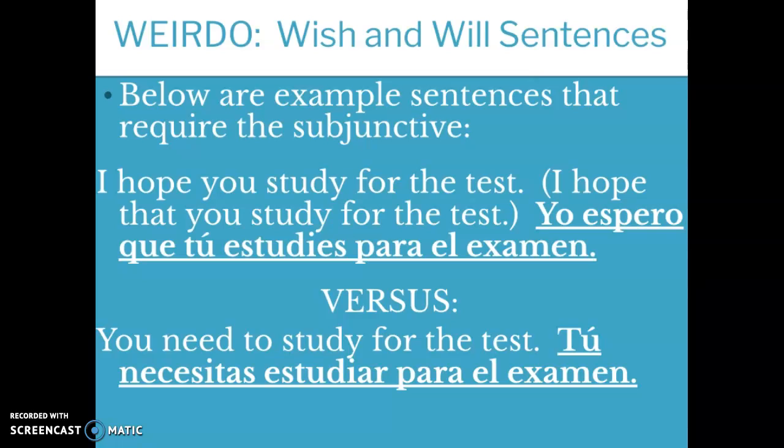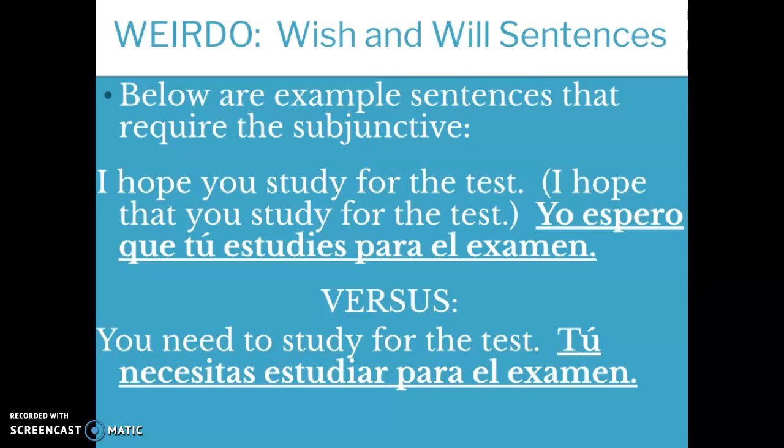Número 4, we prefer that they swim. Nosotros preferimos que ellos naden. Número 5, they desire that Juana listen. So ellos desean que Juana escuche.